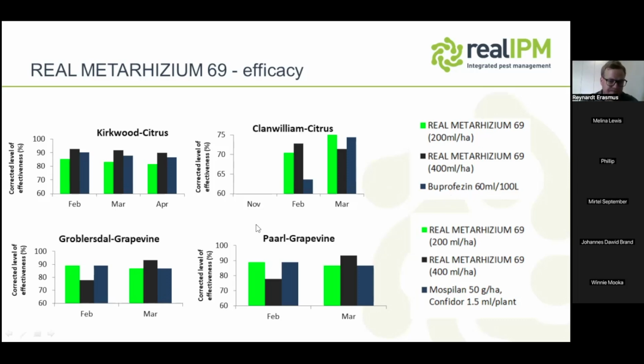On grapevine, similar, the green columns are Med69 at a 200 ml rate. The darker column in the middle is at 400 mils, with the blue being a combination of Mospilan and Confidor. And similar results were obtained where the effectiveness percentage ranged between 80 and 90% in both Groblersdal and Paarl, once again, not differing significantly from the standard registered plant protection product.